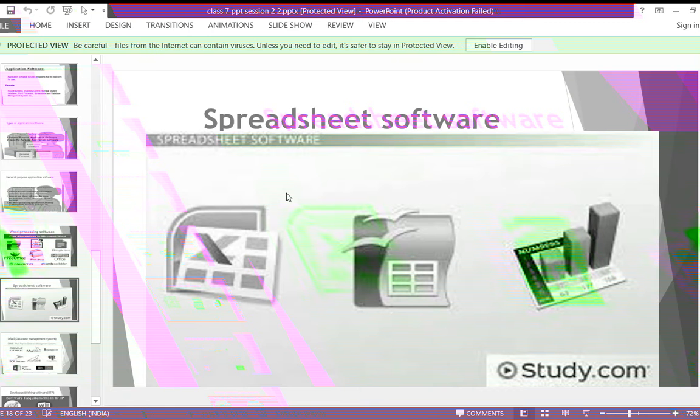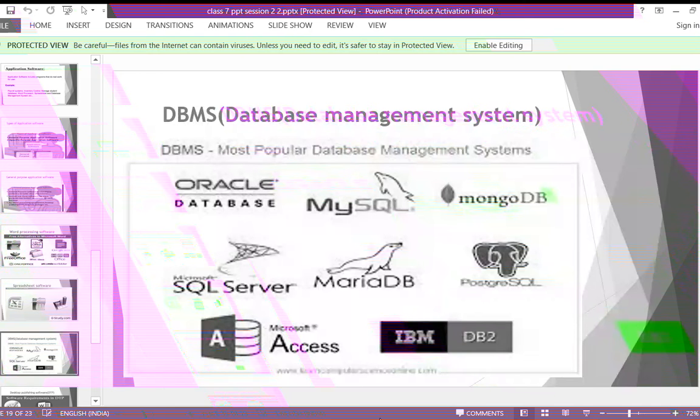Excel is one of the spreadsheet software. In OpenOffice also we use a spreadsheet, and Lotus is one more software that creates documents in the form of rows and columns. So this is nothing but your spreadsheet software. Have you all understood about this spreadsheet software? Yes, ma'am.